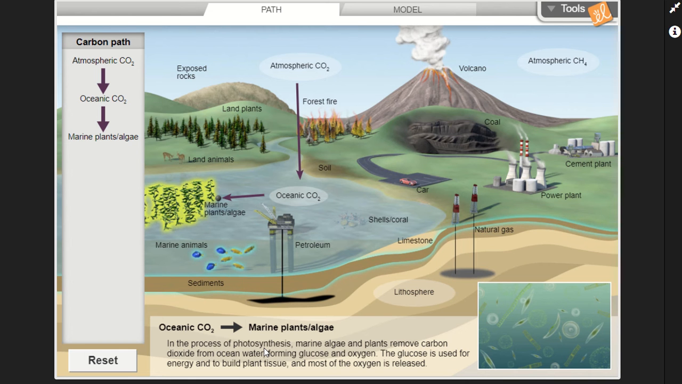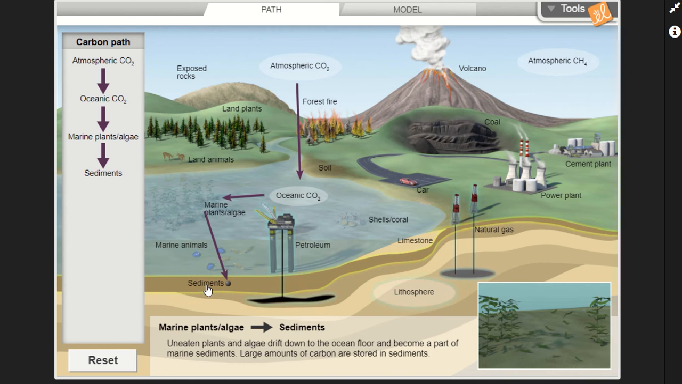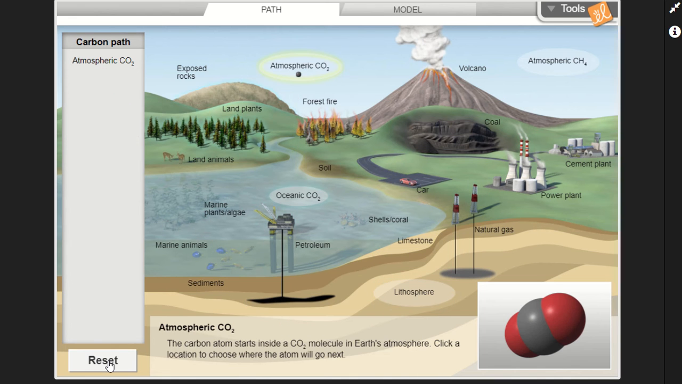And then from the biosphere to the geosphere, the only thing we have left is sediment. So we went from algae to sediments. What happened there? Uneaten plants and algae drift down to the ocean floor and become part of the marine sediment. Large amounts of carbon are stored in sediments. That's what you need to write, but make it not so wordy. I would say plants and algae drift down to the ocean floor and become marine sediment, which we know is beach sand. So I'm going to click reset.